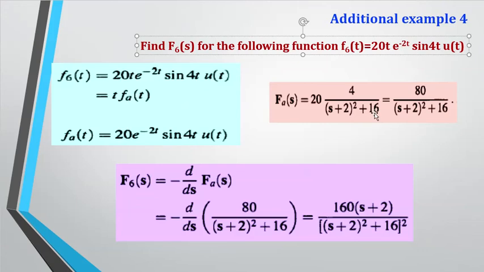But it's not done. It's also multiplied by t and also multiplied by 20. Multiplication by 20 is simple. We just multiply here by 20. So here it will be 80 over (s plus 2) squared plus 16. But what about multiplication by t?